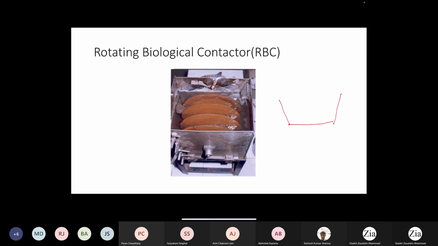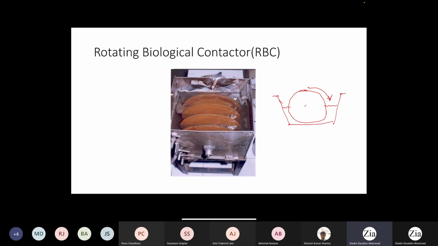Now we can. Okay, so this is the tank, and here you have the disk. So you can have complete submergence, you can have partial submergence. Now, whenever you rotate it, and this tank is open, so whenever you rotate the disk, biofilms, you can see there in the disk that yellow color biofilm forms on the disk.